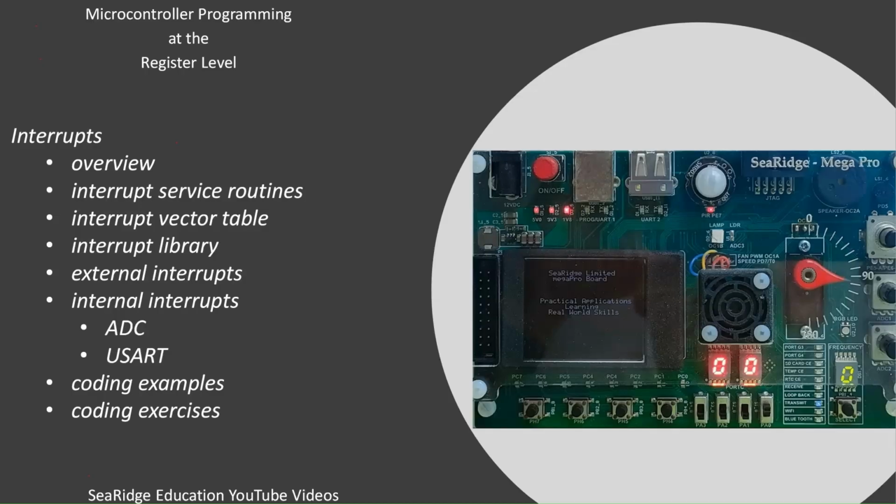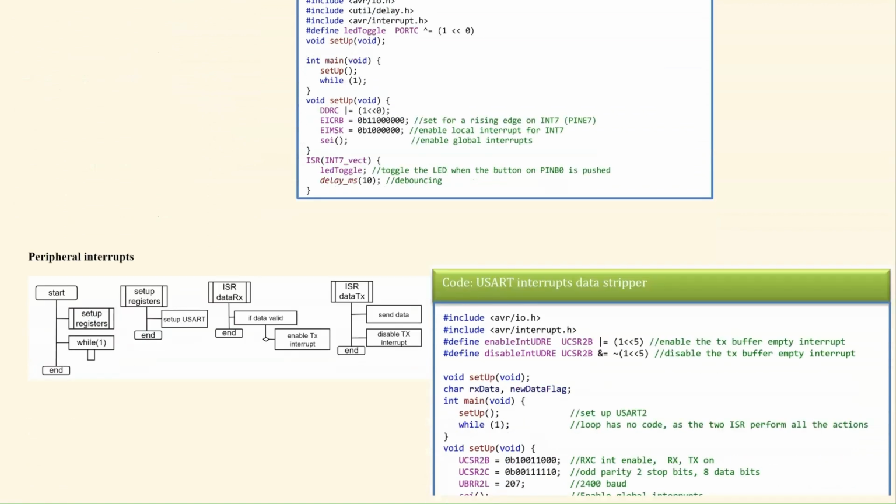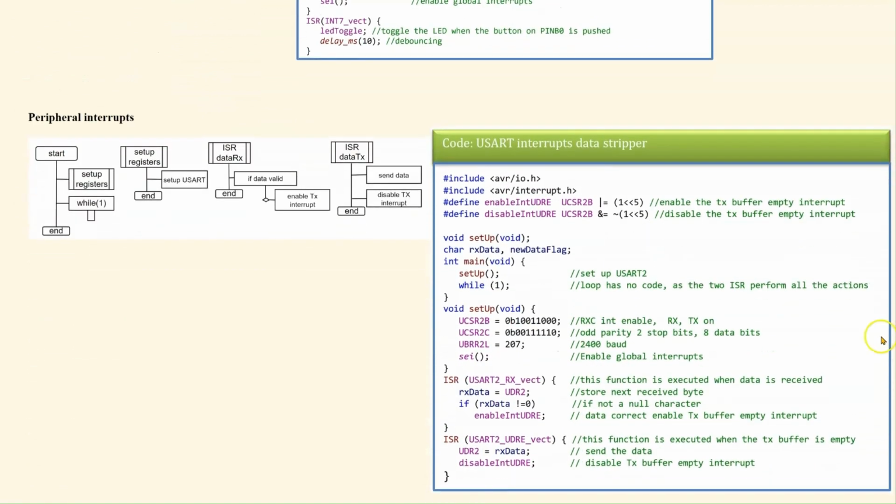I look at interrupts. I explain what interrupts are, interrupt service routines, interrupt vector tables, local and global interrupts, and I look at the libraries and functions. I then look at the external interrupts. I show the registers and how to program them, and I give coding examples. I then look at the onboard peripheral interrupts. In this case, this is a USART, and I explain how to use interrupts with these systems.